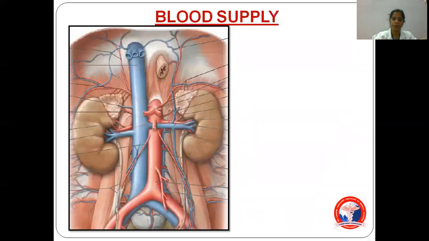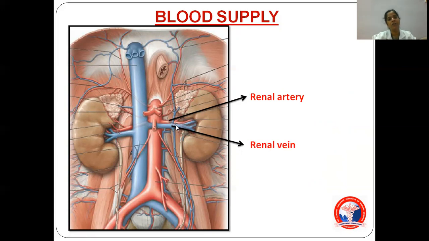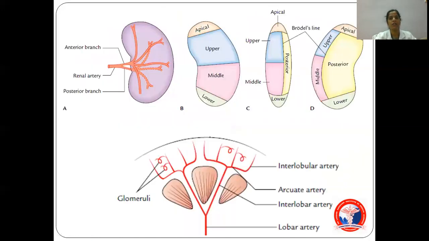Now, we'll discuss the blood supply. The kidneys are supplied by the renal artery. The renal artery is a branch of the abdominal aorta. This is the abdominal aorta. You can see the branch that supplies the kidney. That is the renal artery. Venous drainage is by the renal vein. The renal vein collects the blood from the kidney and drains into the inferior vena cava. So this is about the blood supply of the kidney.